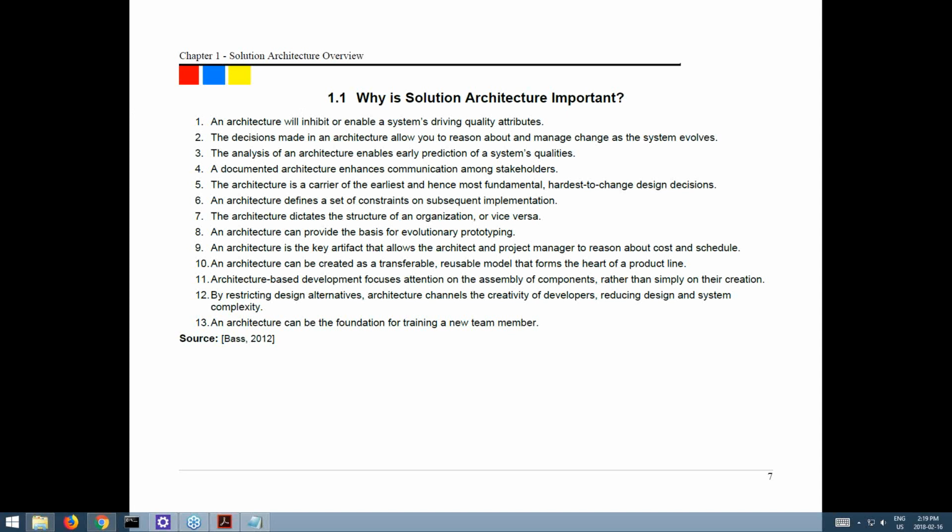Architecture-based development focuses attention on the assembly of components rather than simply on their creation. Anytime we talk about components, and we will talk about decomposing systems and thinking of components, the whole point of that is abstraction. We want to deal with the external functionalities and the external modalities of using a thing without dealing with the internal details of it.